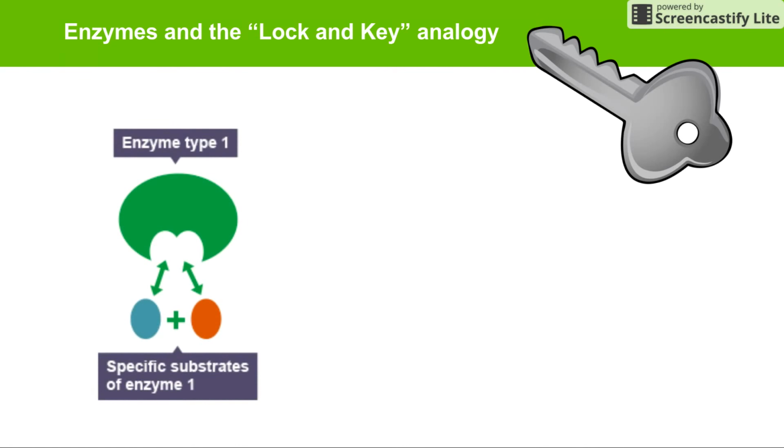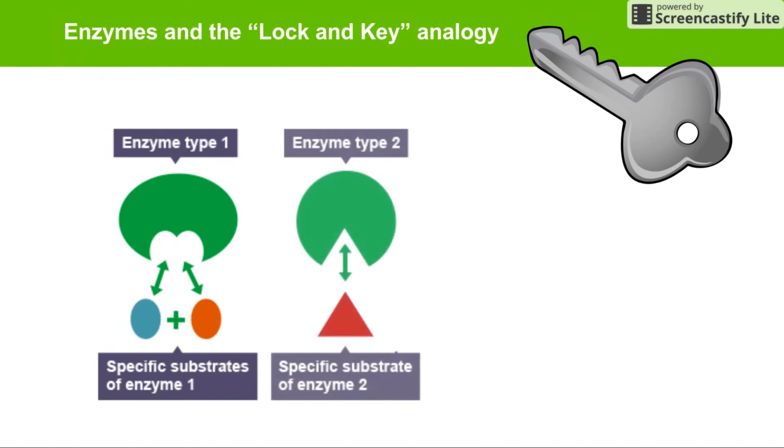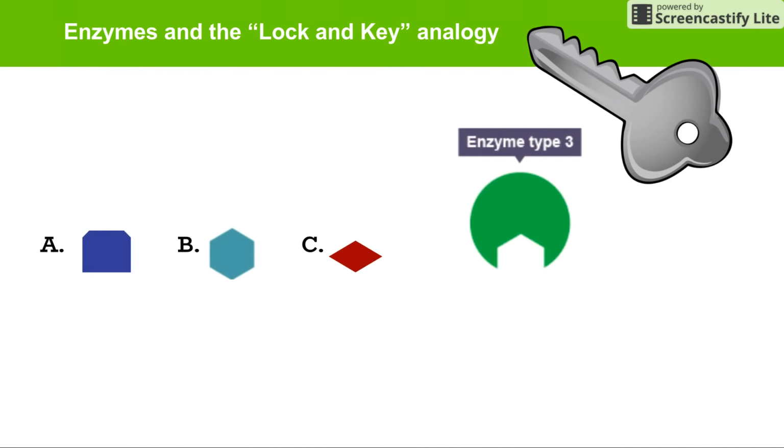And so for enzyme 1 here that you're seeing on the screen, you can see that the active site, or that area that's cut out of it, is oval shaped. And so the substrate fits perfectly into that active site. Enzyme 2 has a triangular shaped active site, and so that triangle shaped substrate will fit perfectly into that. For the third enzyme here, which of those 3 substrates do you think would fit into that active site? Hopefully you are thinking, hey, that answer is B, the hexagon, because that hexagon would fit perfectly into that active site.